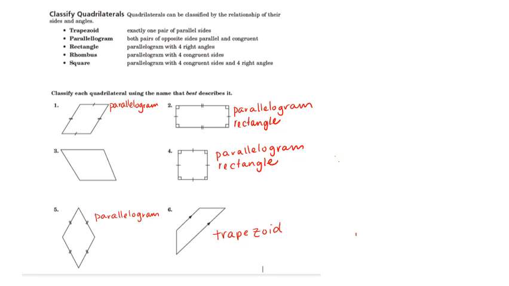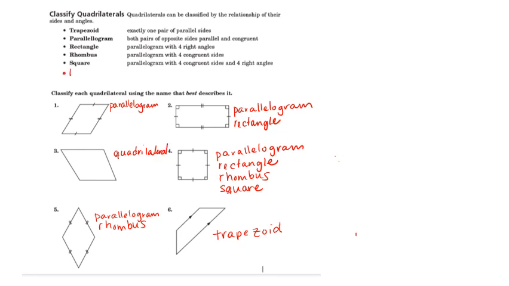A rhombus has 4 congruent sides. So number 4 is a rhombus, and number 5 is a rhombus. And a square has 4 congruent sides and congruent angles, so this is a square. So if you look at a square, it's a rectangle, it's a rhombus, it's a parallelogram. A rectangle is a parallelogram, and a rhombus is a parallelogram. This is just a plain old quadrilateral. It doesn't have any of those characteristics. It's a regular old quadrilateral, nothing fancy.